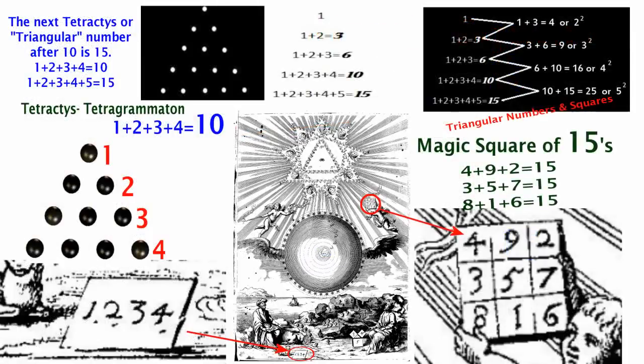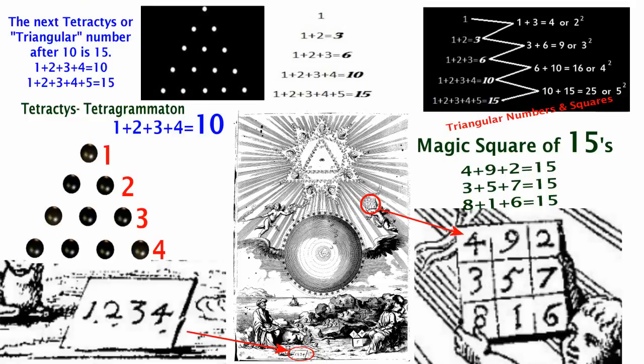So now we can see a comparison between the last 2 points, the tetractys, tetragrammaton, and the magic square. The fourth triangular number, 1 plus 2 plus 3 plus 4 equals 10. That's the tetractys. A magic square of 15. So if we add one more layer to the tetractys, the fifth layer, 1 plus 2 plus 3 plus 4 plus 5 equals 15. A direct connection here, but there's something also hiding underneath, and that's one of the magic things of the triangular numbers.